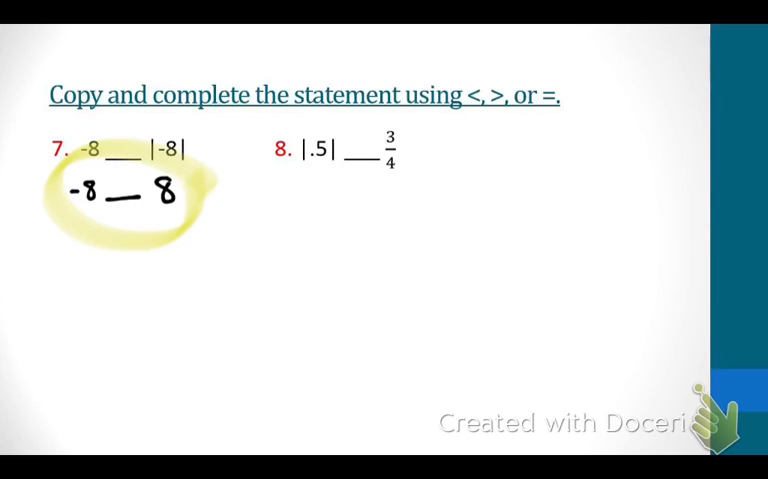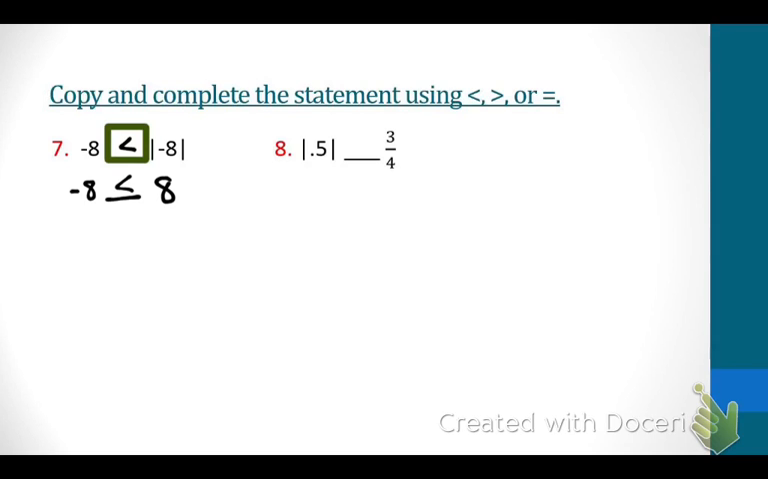What should I write in the blank, Jalen? It's either less than, greater than, or equal to. Negative 8 is less than 8. You are correct. Negative 8 is less than 8, so then I'm going to go ahead and stick it up at the top: negative 8 is less than the absolute value of negative 8. Okay, if you were missing that work, go ahead and fix it for me, please. Let's go on to the next one.